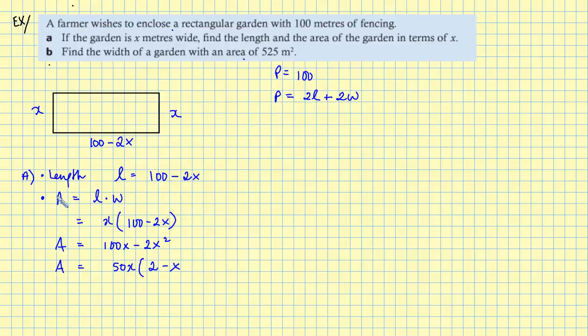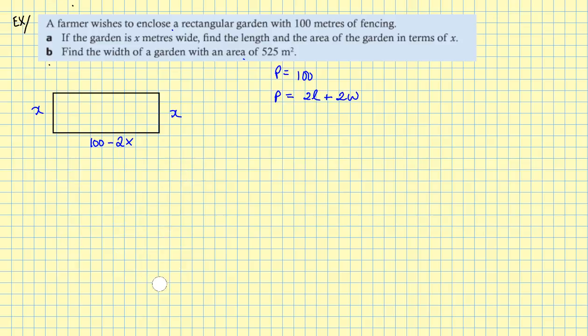The first question has a farmer that wants to enclose a garden, and he's got 100 meters of fencing. What they want you to do at first, in part A, is write the length if the garden is x meters wide. So I have already written up here that x is my width. And if x is my width, that means that my value of the length is going to have to be 100 minus 2x. Now, why is it 100 minus 2x? Because our perimeter is equal to 2 times the length plus 2 times the width.